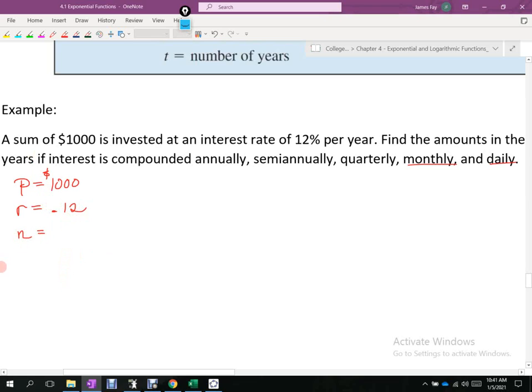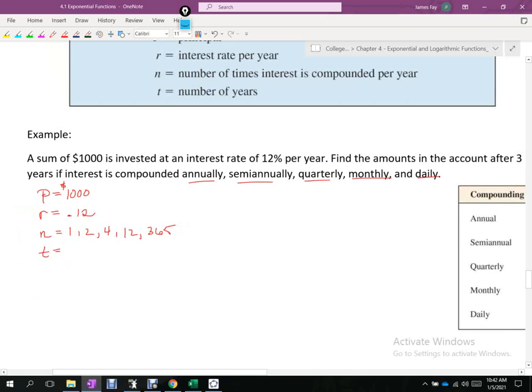For the number of times that you're going to compound it, this is where it's really 5 questions here. Because you're going to see what is it when it's 1? What is it when it's 2? What is it when it's 4? What is it when it's 12? And what is it when it's 365? And we'll talk about how we can expedite that in a minute. T is the number of years that you're going to have this money in the account. And in our problem, it says after 3 years. So T is 3.